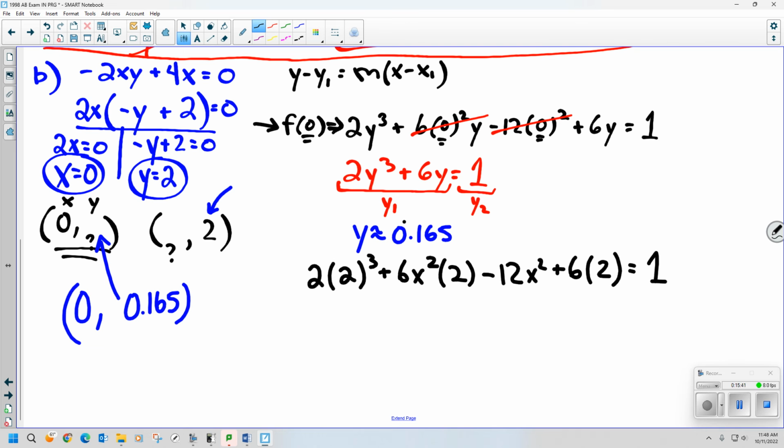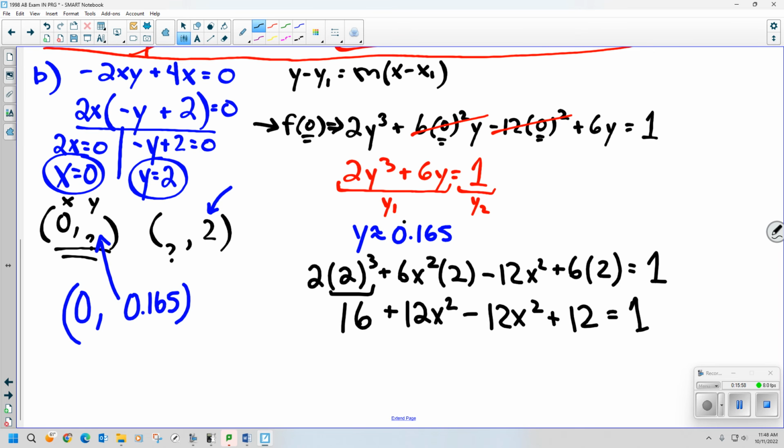Okay? Plus 6 times y, which is 2. Where does that equal 1? All right? Well, here we go. This is 8 times 2. That's 16. Plus 12x squared minus 12x squared plus 12 equals 1.